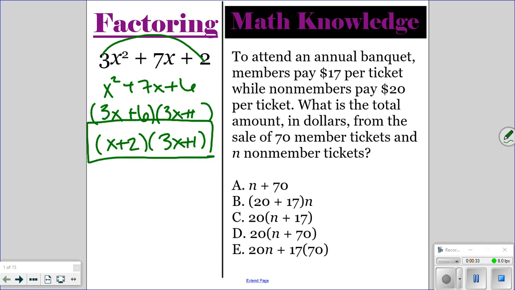For the math knowledge question, it wants to know what the price would be for 70 member tickets and N non-member tickets. So member tickets are $17, so 70 times 17. And then non-member tickets are $20, so N times 20. So that would be E for this one.